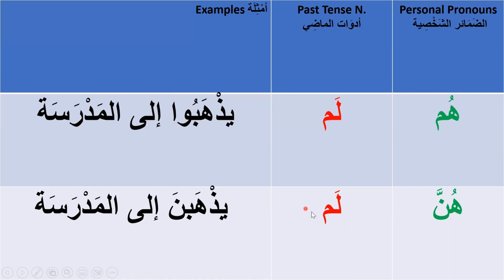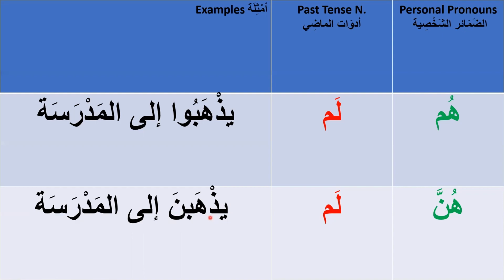Hunna, and as we said, for hunna there is no change. So the present form stays the same, but we insert the did not here, lam. Hunna lam yadhhabna ila al-madrasa. They, plural female, did not go to the school, al-madrasa. There's no change, so we keep the present conjugation for hunna, they, plural feminine, with the noon. We don't drop the noon. The same as negating the future tense.